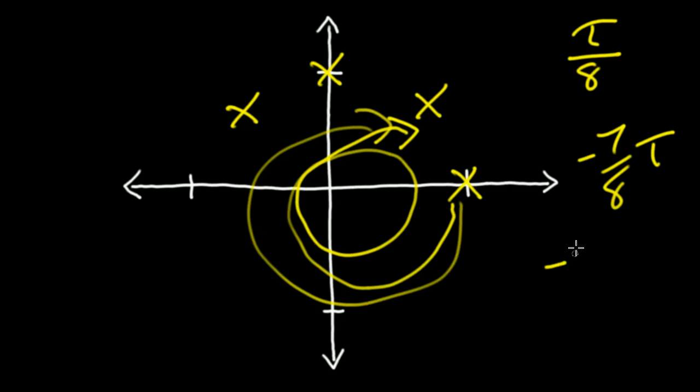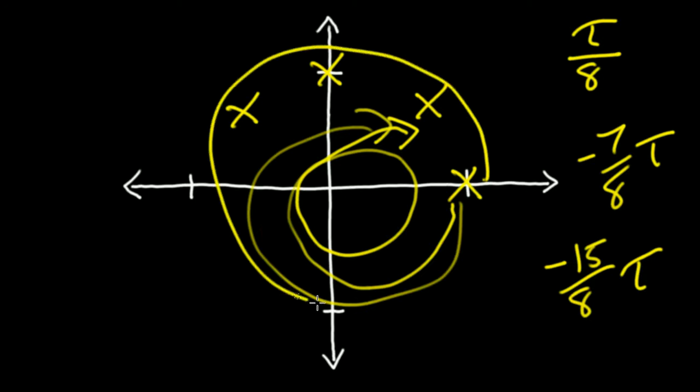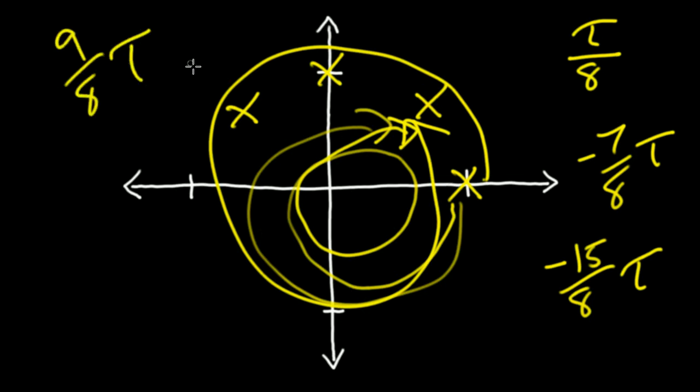That's negative 15/8 tau. Or we could think of it as going around in the anti-clockwise direction once and then twice, or once and an eighth. So that would be 9/8 tau. We could keep going here and think of any integer number of rotations between samples that occur, and we can come up with all these different aliases.